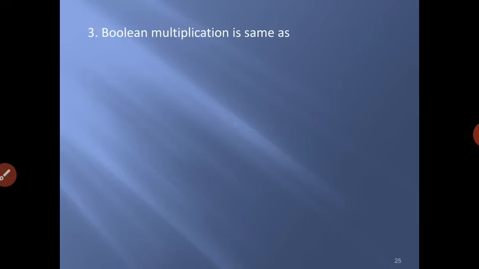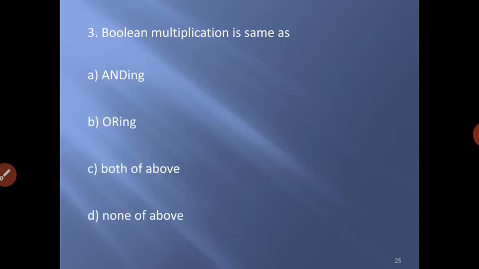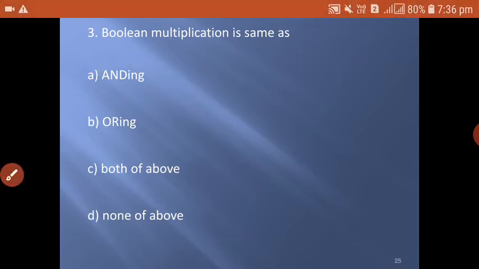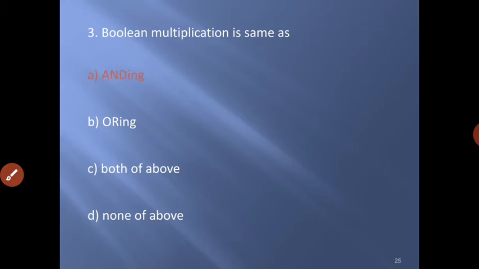Boolean multiplication is same as what? Boolean multiplication is same as ANDing. Okay, ANDing is the answer.